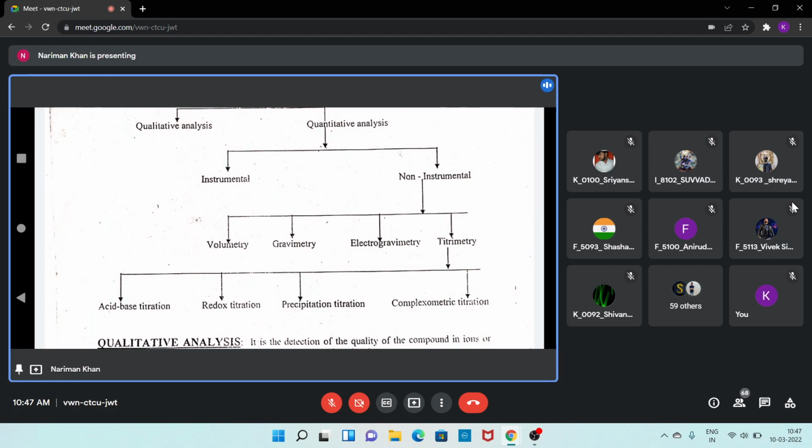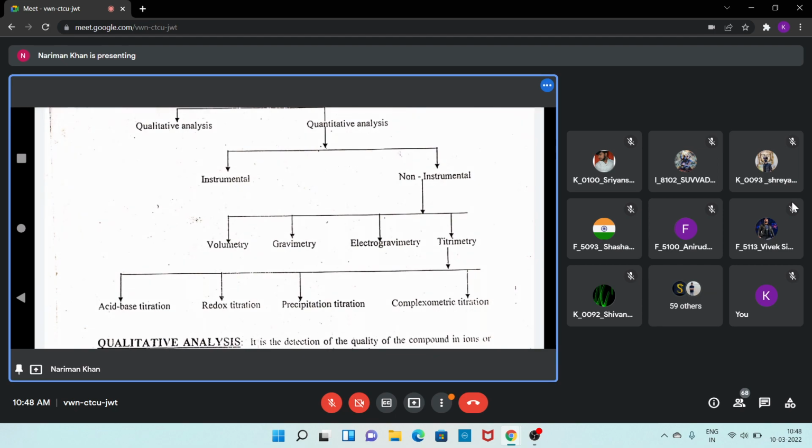So how is gravimetry done actually? Suppose we are provided with a clear solution, and in that clear solution we have to determine the amount of any one constituent. For example, we are provided with a barium chloride solution, a clear solution in water. Now we have to determine the barium ion concentration or the amount of barium ions present in this solution. Just by looking at this clear solution, we cannot conclude the amount of barium ions present. So we will convert the barium ions in this clear solution into an insoluble precipitate.